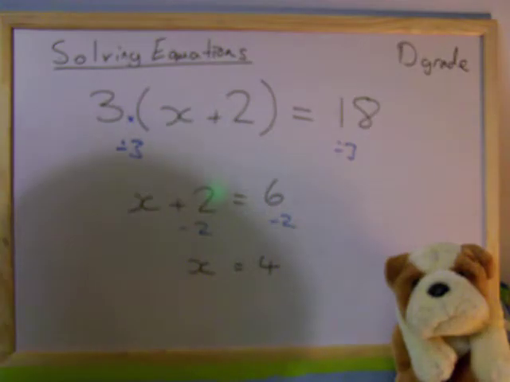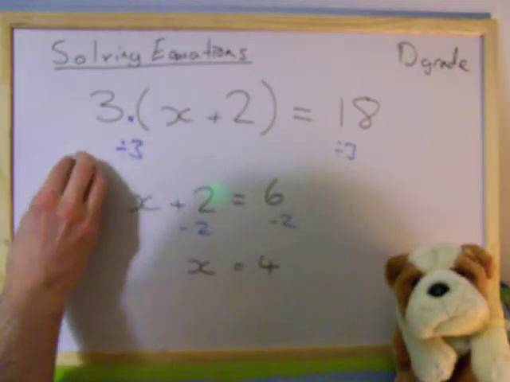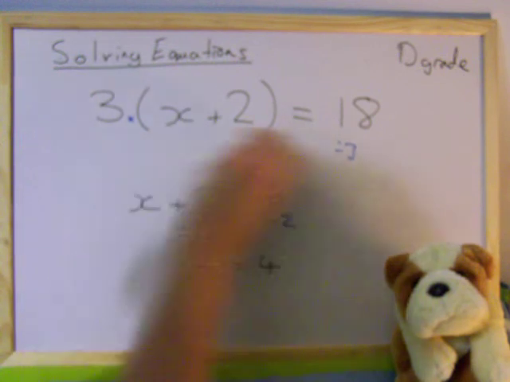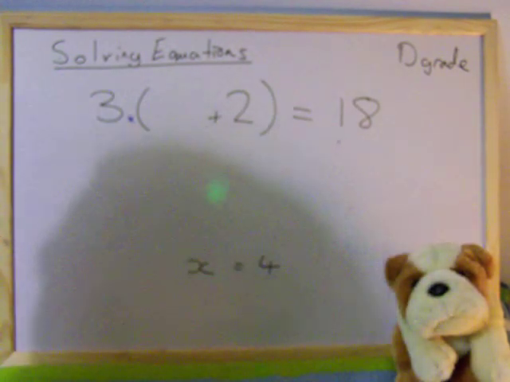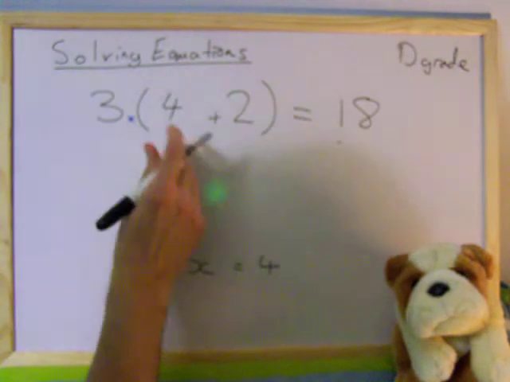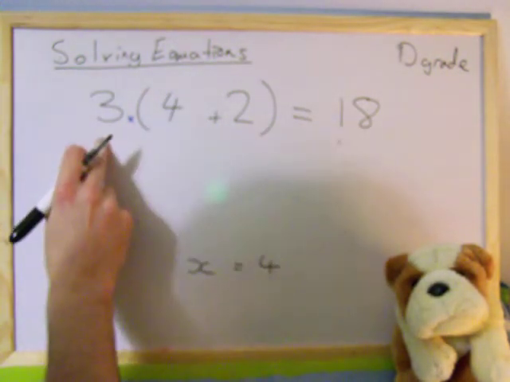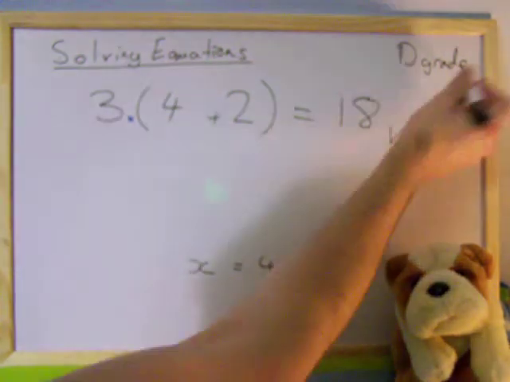I can double check it, put it back into the original equation. So if I say that x equals 4, let's give it a try. If I replace x with 4, okay, 4 plus 2 equals 6, times by 3 equals 18. Job's a good one.